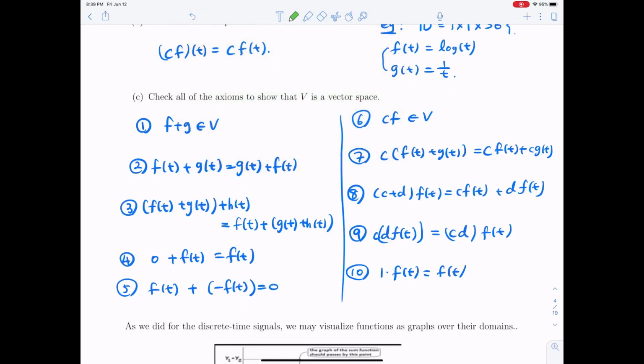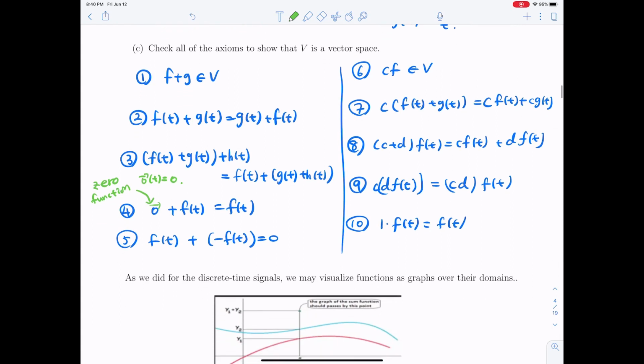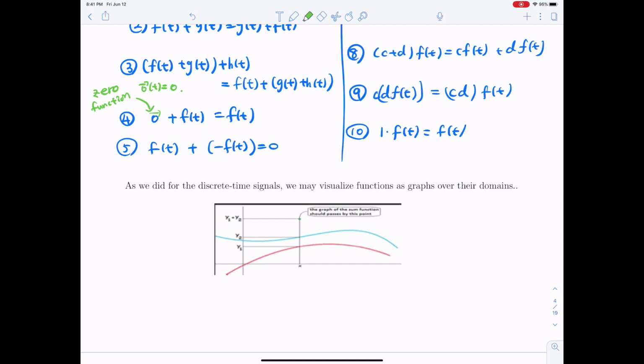If you write all the axioms like this, then you can immediately tell that the given space satisfies all the conditions, because we define the addition and multiplication similar to those in the real numbers. But here the zero vector corresponds to the zero function, which is defined by 0 of t equals simply 0. If you plot these functions, then we can visualize them as a graph over their domains.